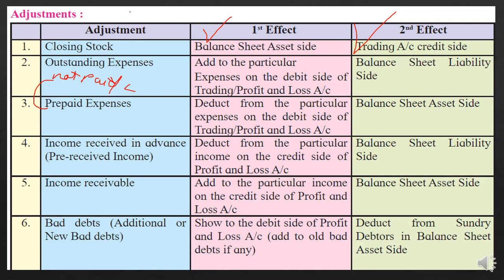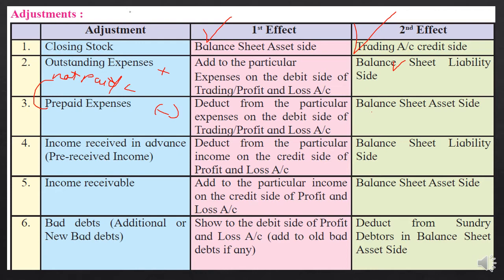So I will deduct that item of prepaid expenses from my respective expenses item, and the first effect is going in the liability. Anything you add in the expenses, your liability will increase. Anything you deduct from expenses, your asset will increase. So the second effect will go on the asset side.